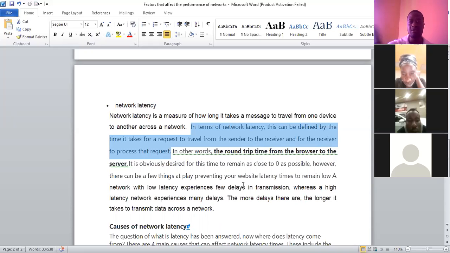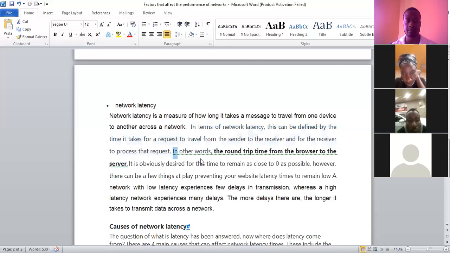So that period of time it takes for you to receive the reply. As you said here, it's defined by the time it takes for a request. You request a web page from the server, the server processes your request and gives the feedback. So that period of time between sender and receiver for your request to be processed. So in other words, it is the round trip time from the browser to the server.